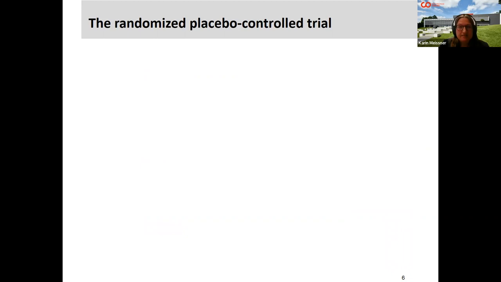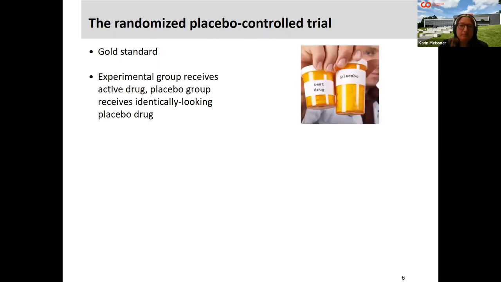What is a randomized placebo-controlled trial? It's the gold standard to test the efficacy of new drugs or new treatments. One group typically receives the test drug, so the pharmacological drug, and the other group receives an identical-looking placebo drug, which does not contain any pharmacological substance.